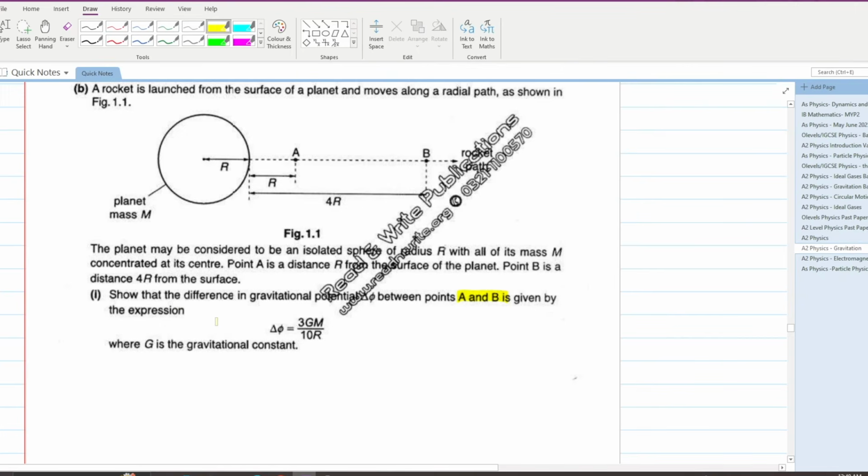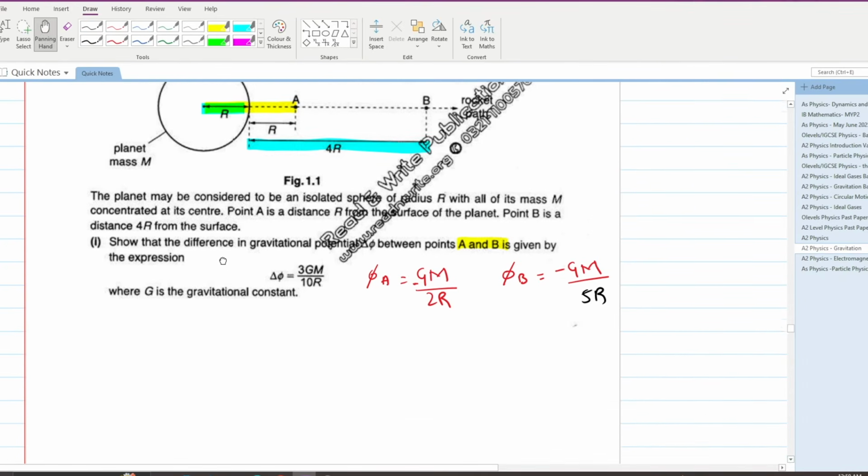We have to show that the difference in gravitational potential between A and B is given by this expression. Let's first of all calculate the gravitational potential at A. It is minus capital G, capital M divided by the total distance, 2r. At A, the total distance is 2r, because we always take the distance from the center of the mass. What is the gravitational potential at B? Minus capital G, capital M. What is the total distance? This blue highlighted 4r plus this r. So the total distance will become 5r.